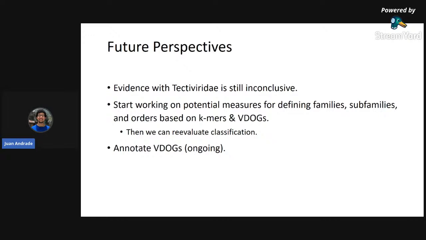We're working on measures to define families, subfamilies, and orders based on K-mers and VOGs. Then we can revalidate the classification, and perhaps above that, check if our method of classification is consistent with what the ICTV has done in the last couple of years. And naturally, since the VOGs are viral protein domains, we're trying to annotate as best as we can these viral protein domains just to have information on the specific functions that they are associated with.